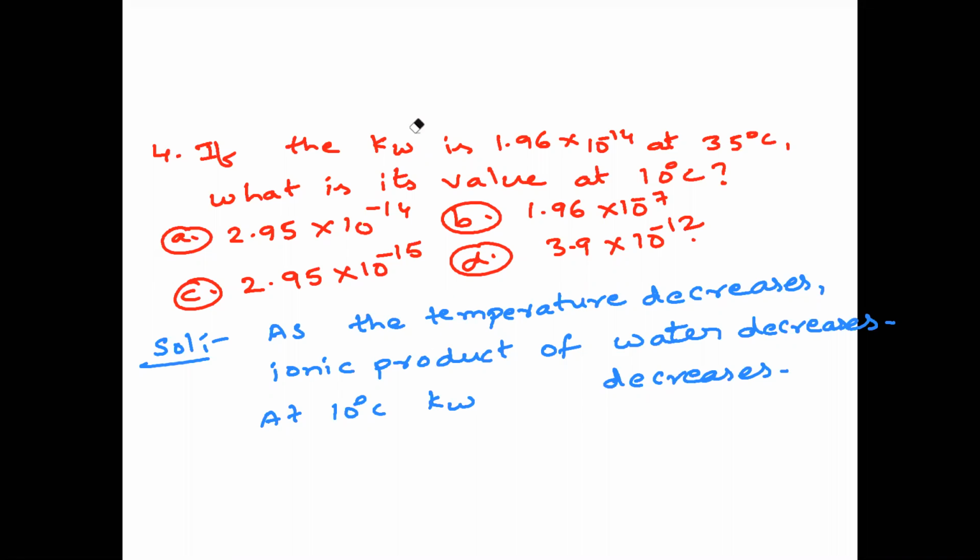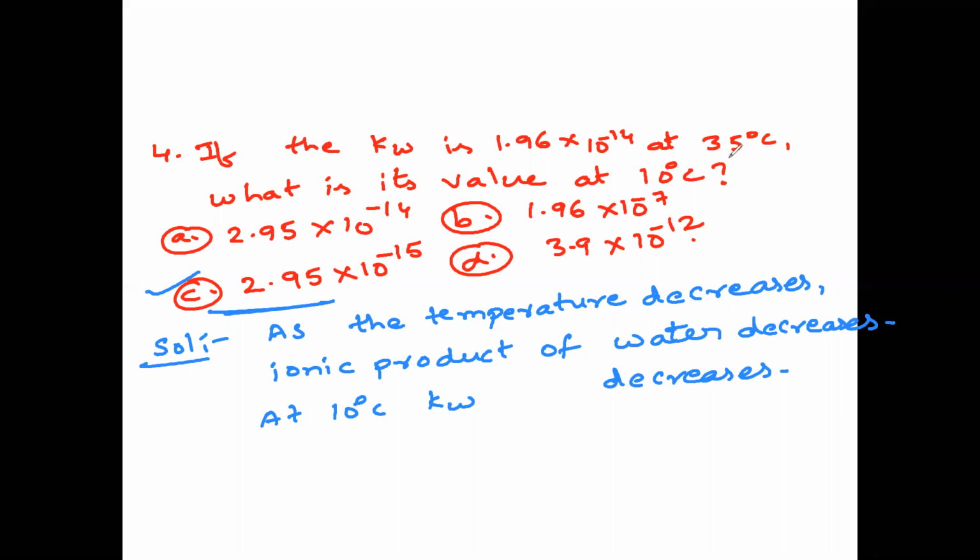So in the options, which is the decreasing value, which is the least value? First option 2.95 × 10 to the power of minus 14, second option 1.96 × 10 to the power of minus 7, third option 2.95 × 10 to the power of minus 15, and fourth option 3.9 × 10 to the power of minus 12. So 10 to the power of minus 14 is greater, and the lesser power is 10 to the power of minus 15. So the answer is C. Directly we can say it is C. As the temperature decreases, the ionic product of water also decreases.